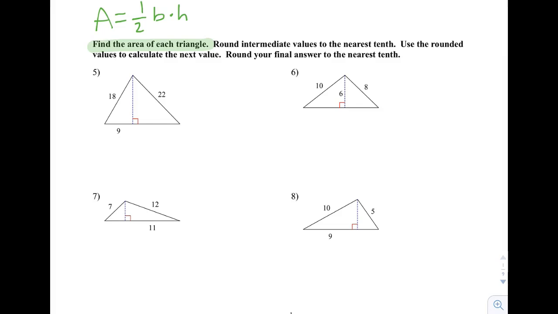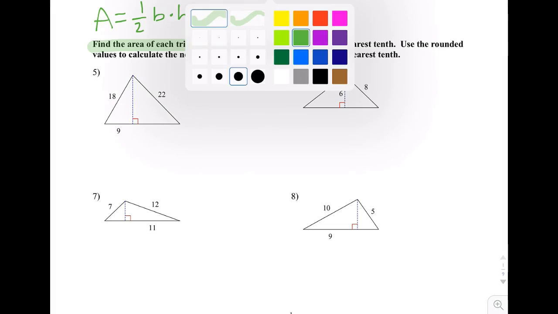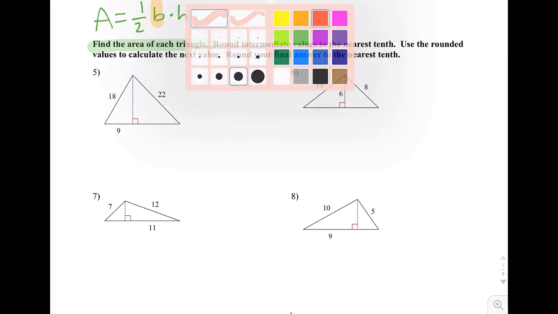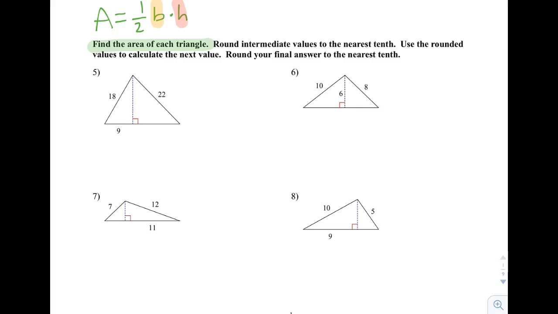Now when we look at these pictures, I'm actually going to color code this a little bit. Base and height. So when I look at these pictures, I'm going to try to identify all the heights. And the height in this first one is this dashed line. Height in the second one is this dashed line here. The height and the height.